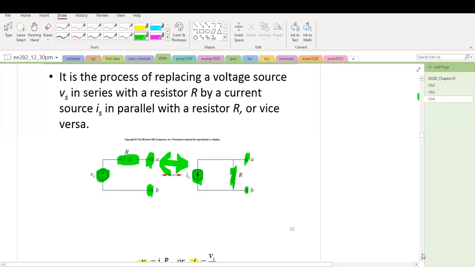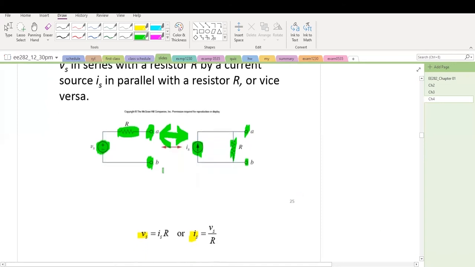What's the relationship of Vs and Is? That's this relationship here. If we convert from the current source to the voltage source, then Vs equals Is multiplied by R. If we want to transform from the voltage source to the current source, then Is equals Vs divided by R. This is the source transformation.